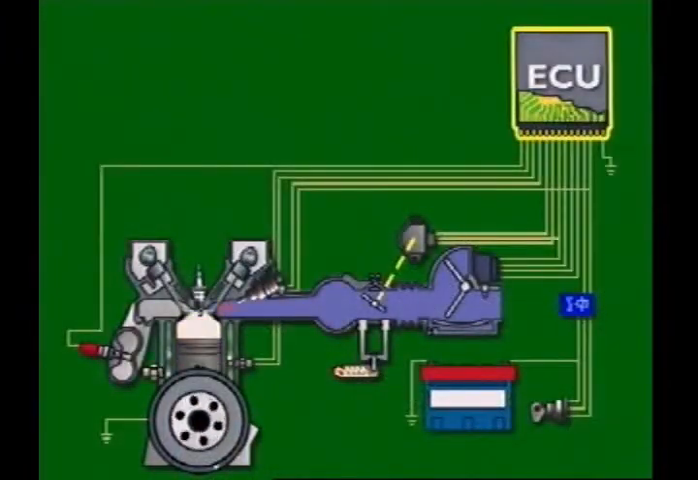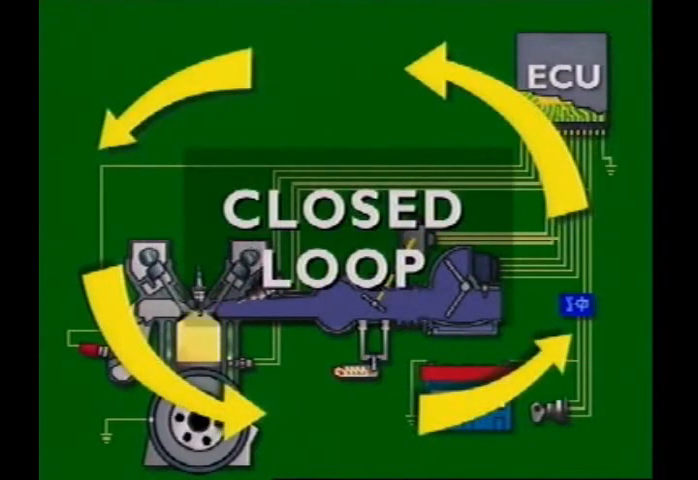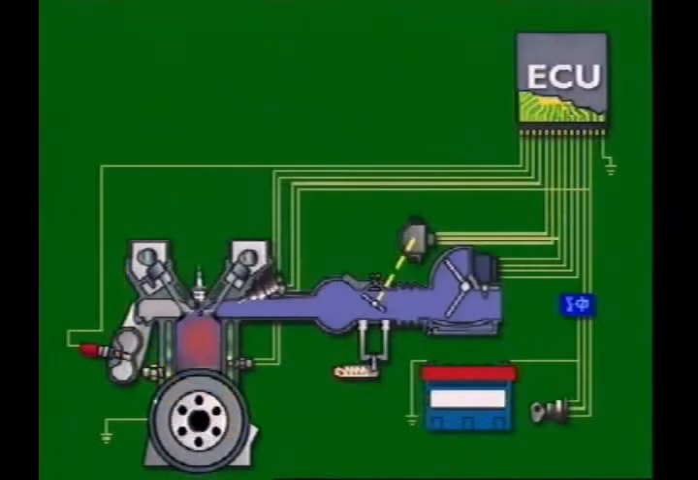A control unit can use data from its memory to adjust engine settings over time. This is called adaptive learning. It only occurs with feedback or closed-loop operation.